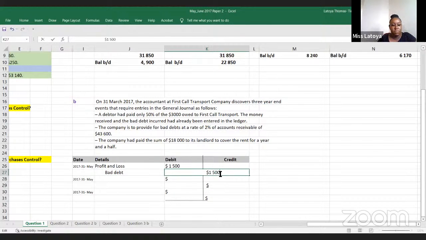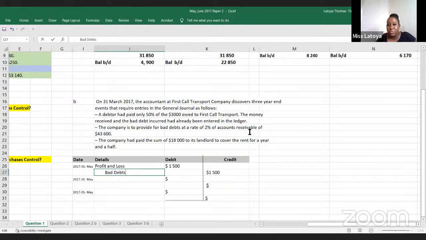1,500 as well, 1,500. Okay. Now the second entry that was left out: the company is to provide for bad debts, provision for bad debts. The company is to provide for bad debts at a rate of 2% of accounts receivable of 43,600. So we need to find 2% of 43,600. When we find 2% of 43,600, we are going to get 872.